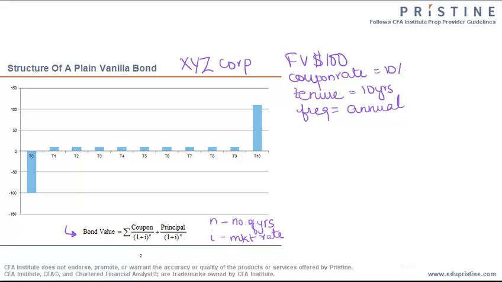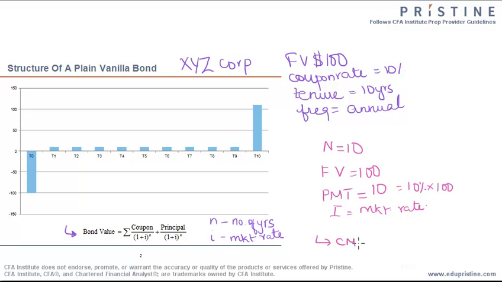Alternatively, you can value the bonds using the TVM functions. N is equal to 10, the future value is equal to 100, the PMT, which is basically the coupon, is equal to 10, which is basically 10% of 100. And I is equal to the market rate. Now, what you would be doing with your calculator is computing the present value.